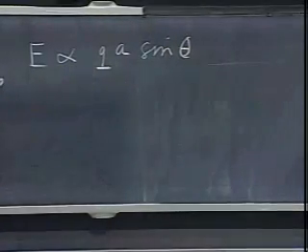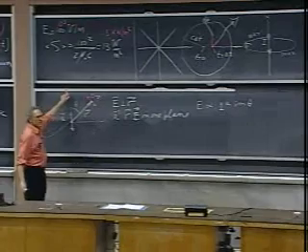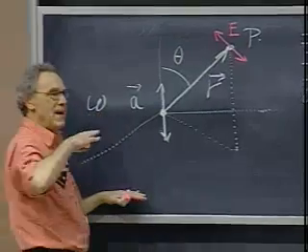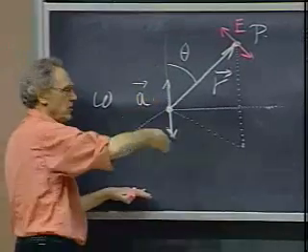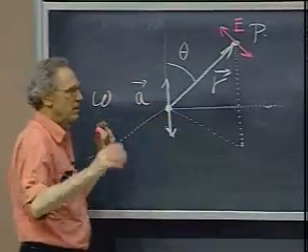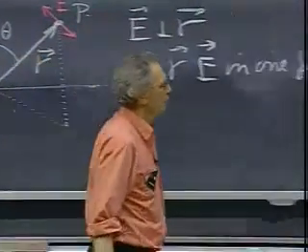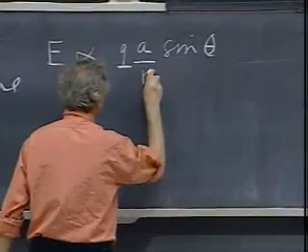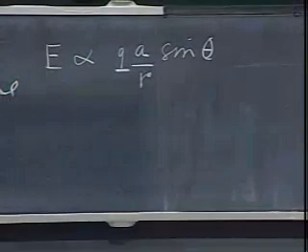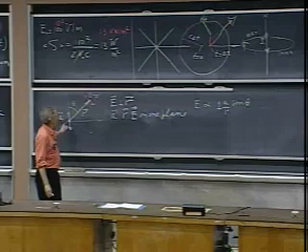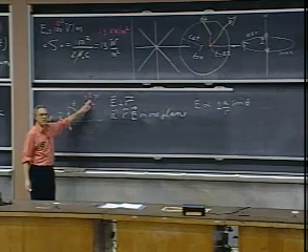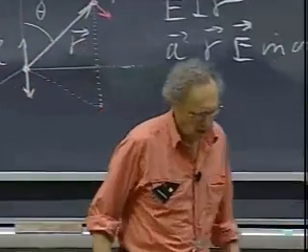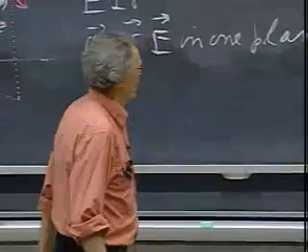If theta is 0, nothing goes out. If theta is 90 degrees, you get a maximum. That's the whole plane perpendicular to this oscillating charge, this whole plane, maximum electric field. And then, and that may not be so obvious to you now, it's also inversely proportional to the distance r. If you double r, the electric field strength goes down by a factor of 2.